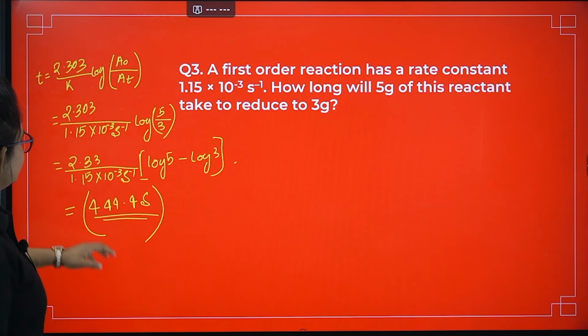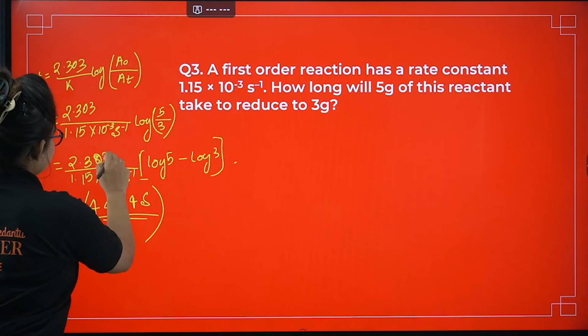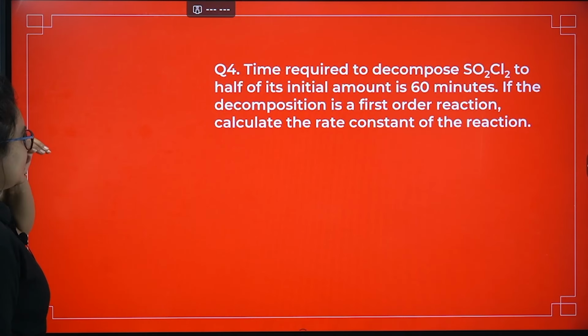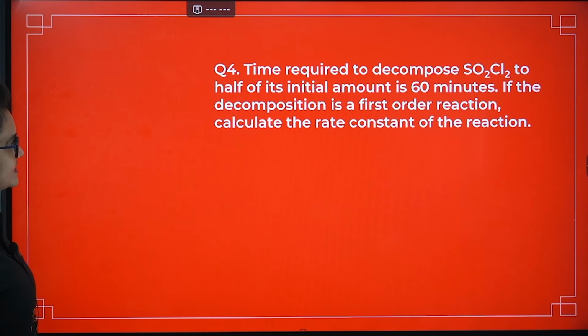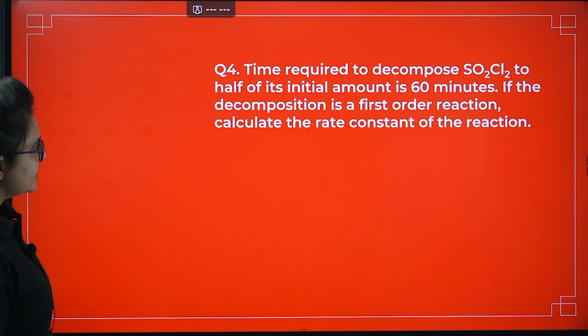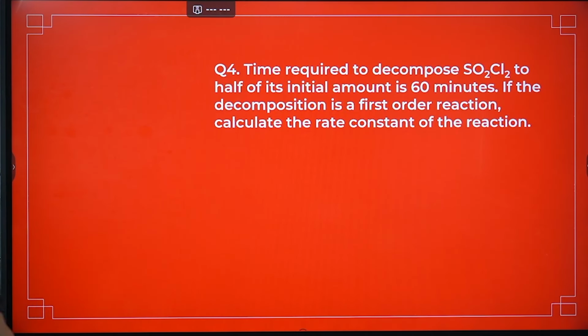Okay, let's go ahead. The time required to decompose SO2Cl2 to half of its initial amount is 60 minutes. If the decomposition is a first order reaction, calculate the rate constant. Okay, let's go ahead with the problem.